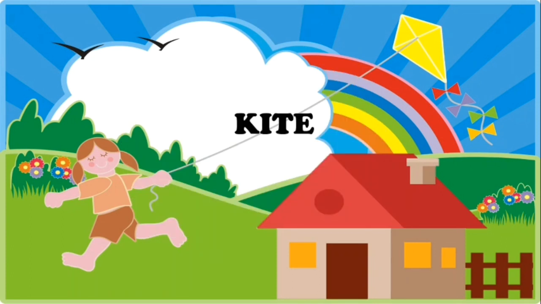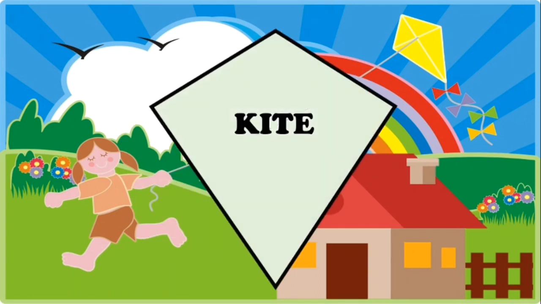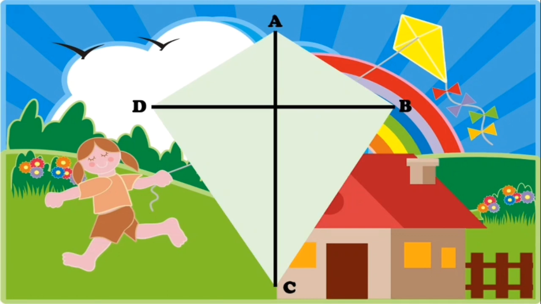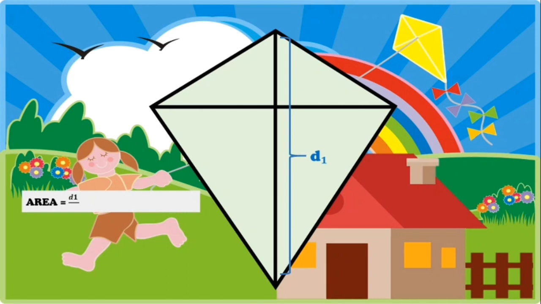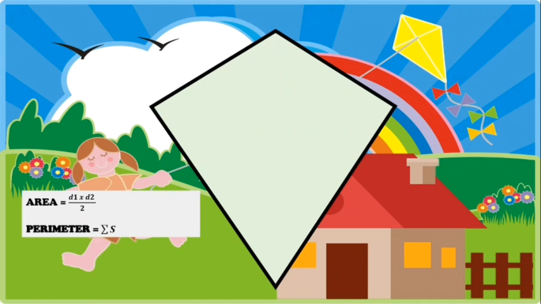Next is a kite. A kite is a flat shape with straight sides. It has 2 pairs of equal length adjacent sides. A and C are called the diagonals of the kite. D and B are also called the diagonals of the kite. The area of a kite is diagonal 1 times diagonal 2 divided by 2, and the perimeter of a kite is the sum of all sides of the kite.